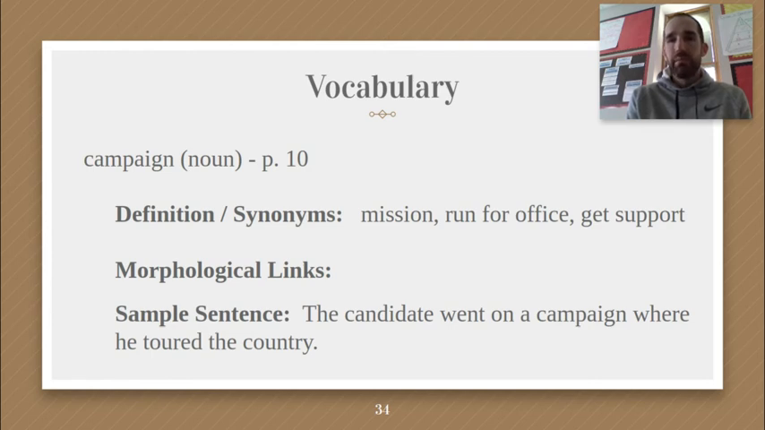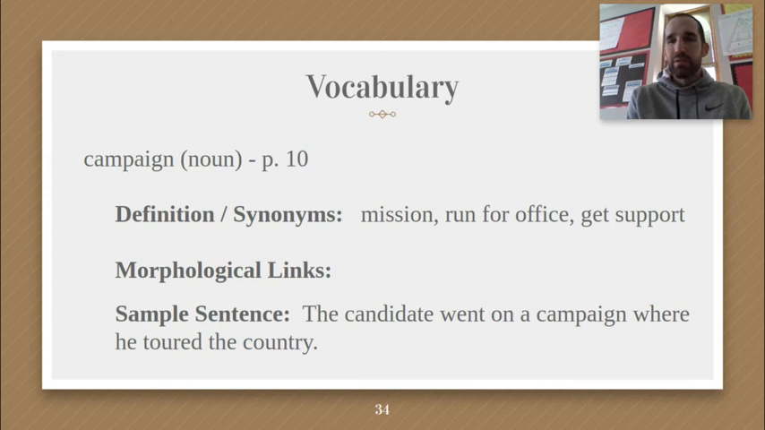So once again, using that more familiar idea of running for office being a campaign where they're getting support, out talking to people. Often it is said that they're out shaking hands and kissing babies. Which I would highly not recommend that you do at this time. No shaking hands, no kissing babies with our current situation.